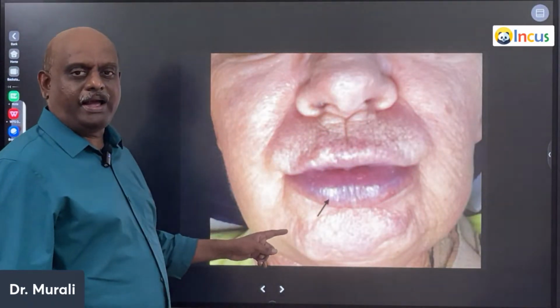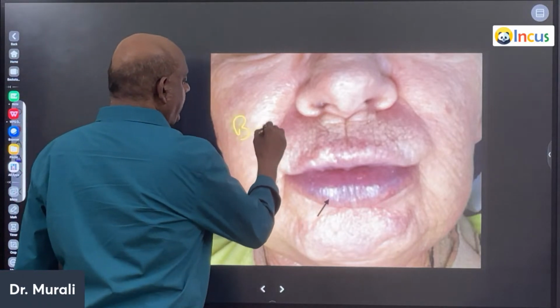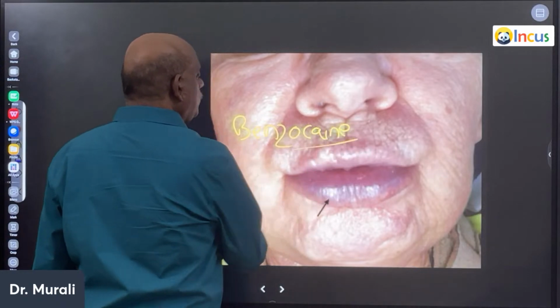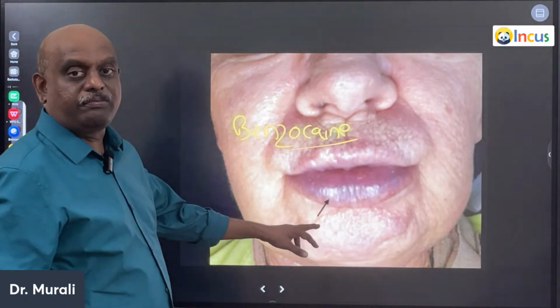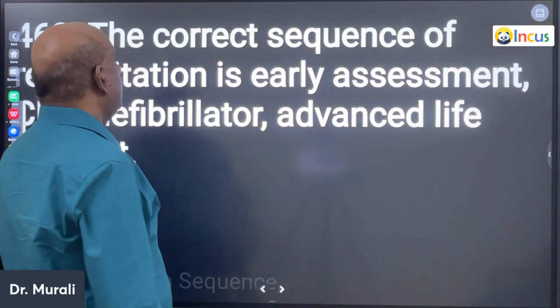Now, this is what you recognize, methemoglobinemia. So what is the most likely culprit, doctor? Benzocaine. Benzocaine is the anesthetic known to lead to the development of methemoglobinemia, and that is what you should remember.